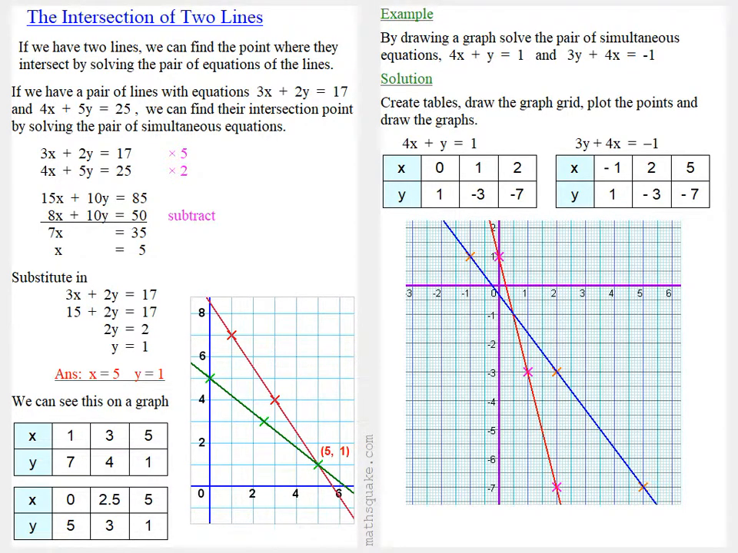Now we notice the two lines intersect at (a half, minus 1). And so the solution to the equations is x is a half and y is minus 1.